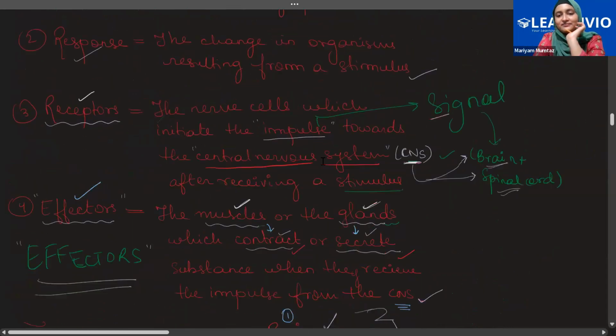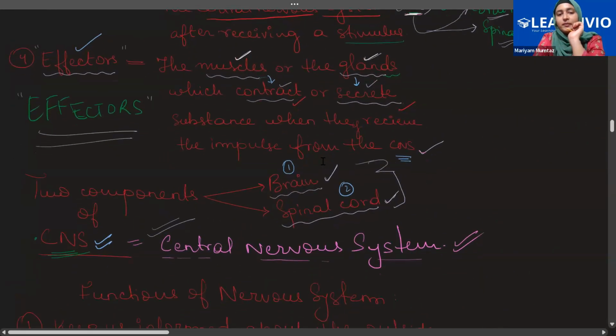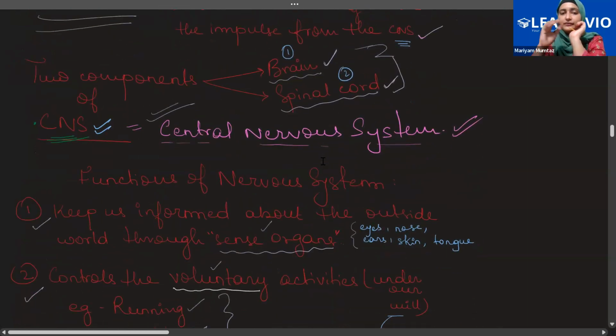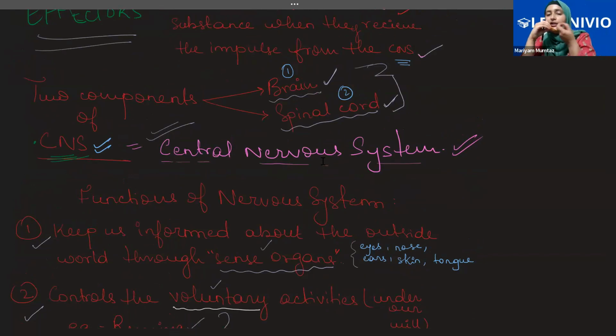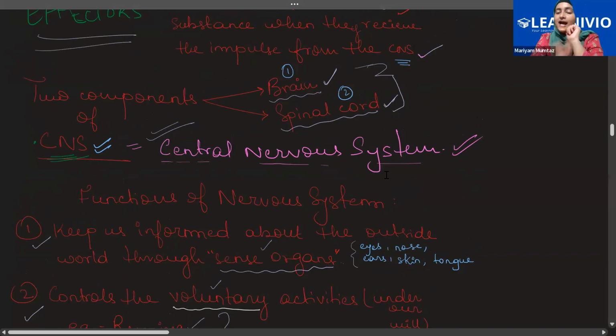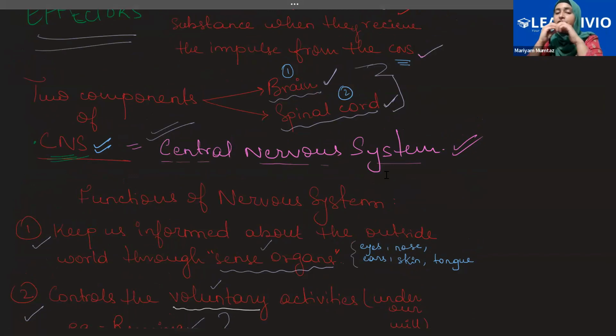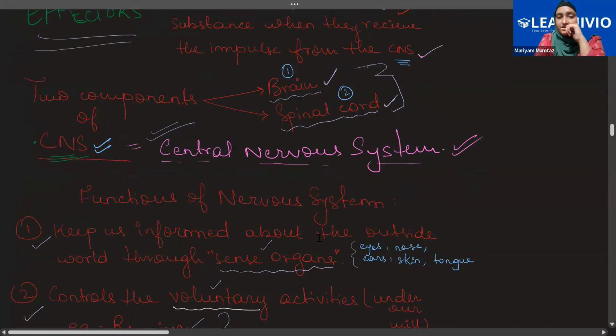Okay. Moving forward, we'll talk about the central nervous system. We are talking about CNS. CNS stands for Central Nervous System, and it has two components. The first component is the brain, and the second component is the spinal cord. So our central nervous system is made up of two components, and they work in a very coordinated manner so as to perform a variety of different functions.